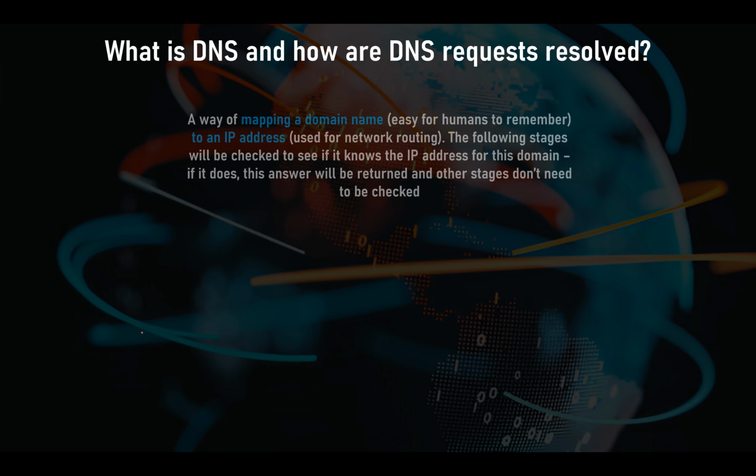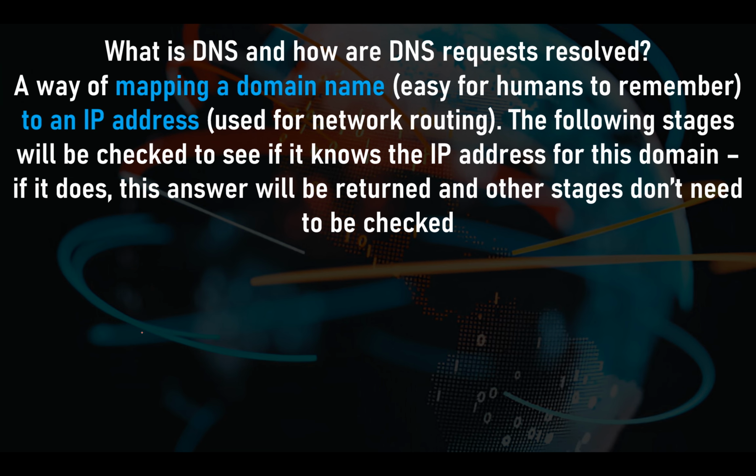Alright, so if you pause again, DNS is a way of mapping a domain name, which is easy for humans to remember, to an IP address, and an IP address is used for network routing. The following stage will be checked to see if it knows the IP address for this domain. If it does, then the answer will be returned, or I guess the IP address will be returned, and the other stages don't need to be checked.